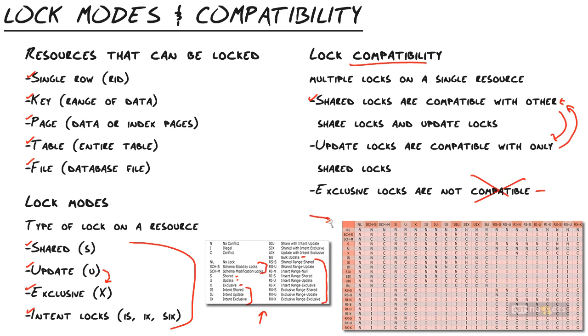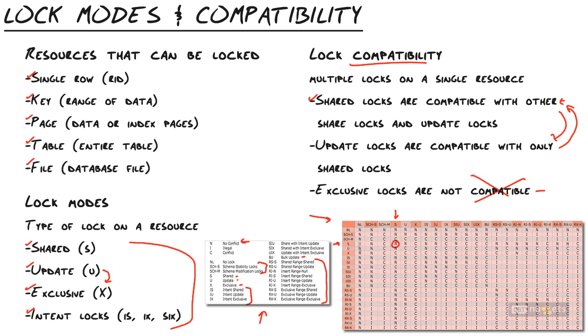So this is a good reference point if you're developing an application and you have locking in your mind and you want to know what's compatible with what. This is a great chart to refer to. Essentially, it means here if we have a lock on a shared resource and we want to put another lock on it, is that lock going to be compatible? N, which means no conflict, so it means yes, it is compatible.